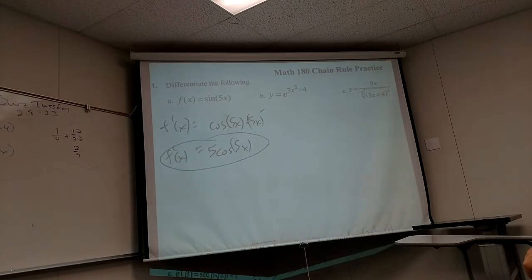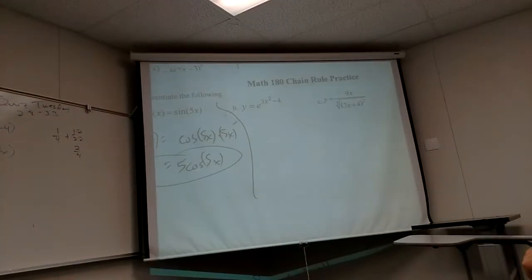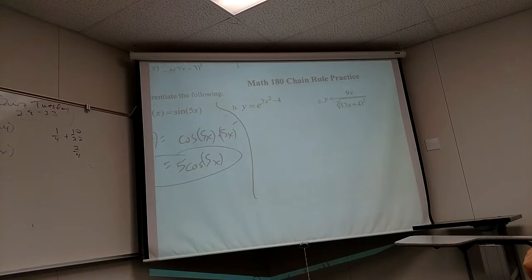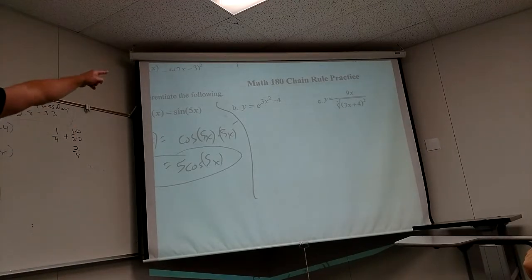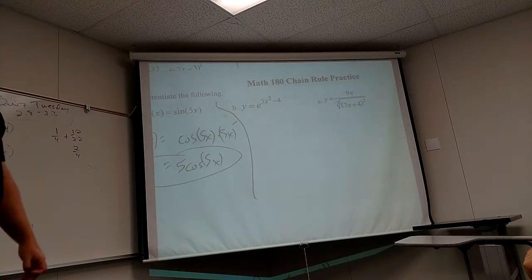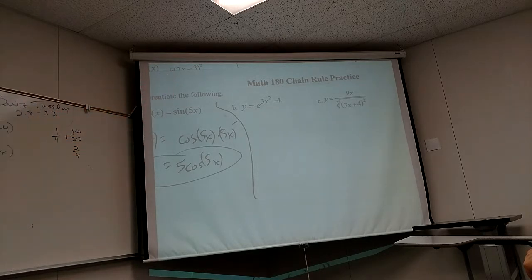Not too bad. What about b? What's the outside function? Well, let me ask you this first. What's the inside function? Yes, 3x squared minus 4 is inside e to the something, right? The outside function is e to the something, and what's in there? 3x squared minus 4. What is the derivative of e to the something? E to the something. I love it.